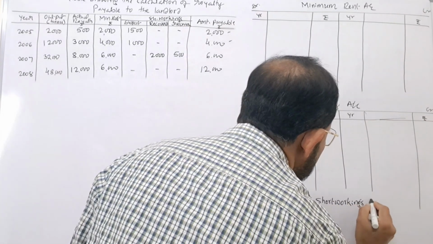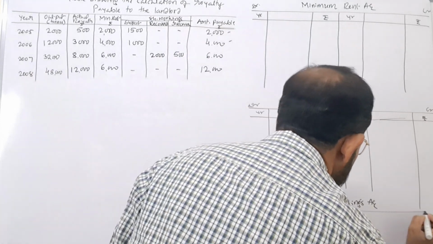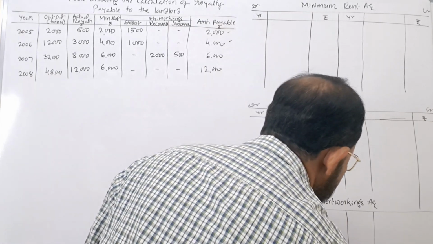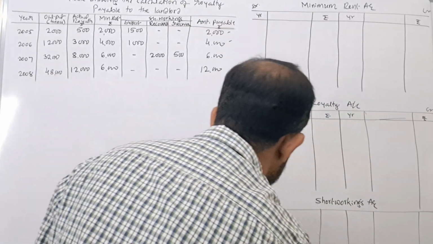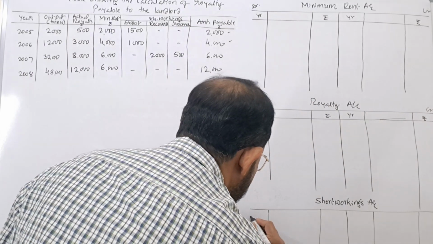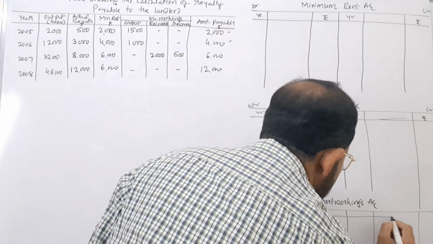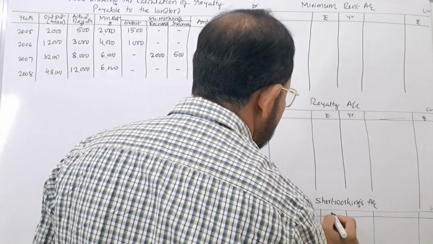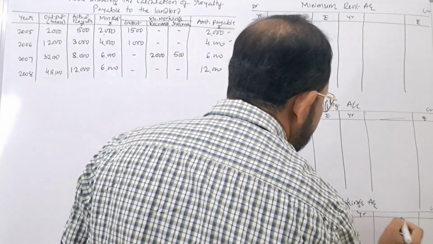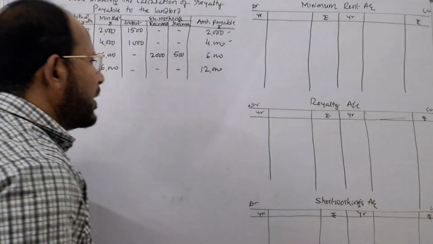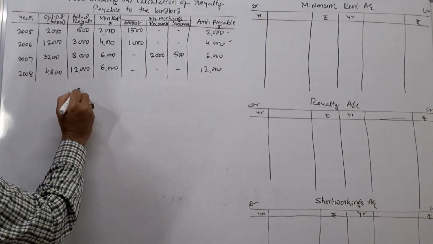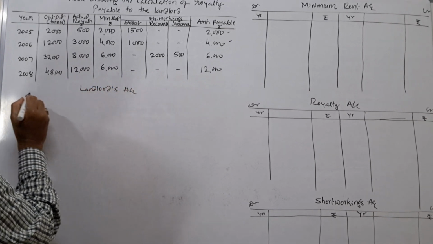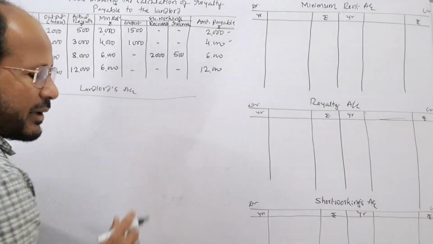Short workings account. Same columns have to be put here also. Write debit and credit. Here I write date, particulars, amount in rupees. And last account is landlord's account. If the name of the landlord is given, you write the name of the landlord here.